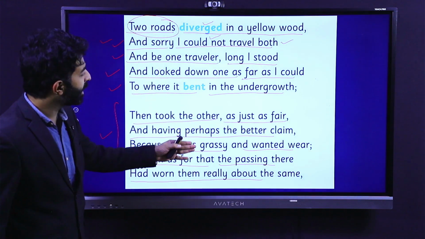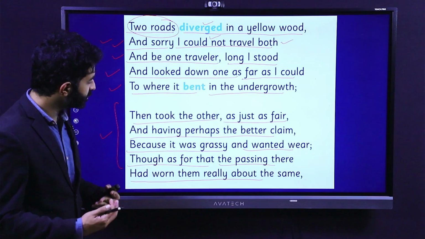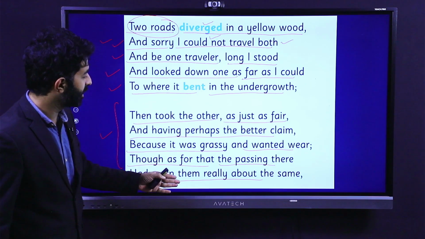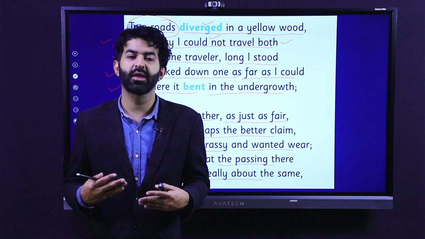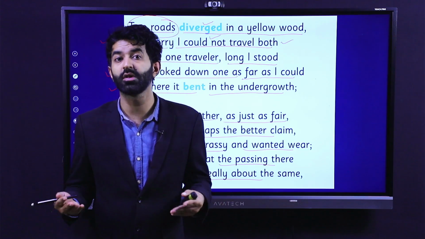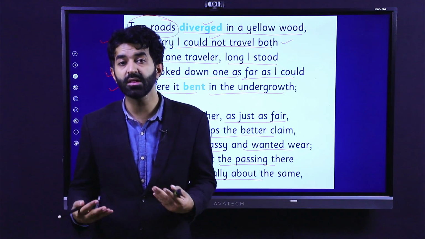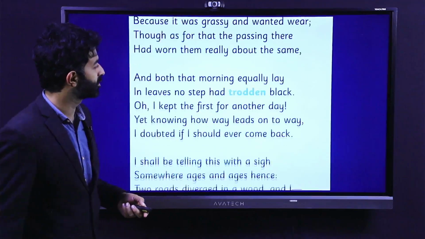And having perhaps the better claim because it was grassy and wanted wear. The road was okay, it was grassy, though as for that passing there had worn them really about the same. Because if you pass by that road over and again, maybe that road will start looking like the other road. So he's still pondering, he's still thinking about this dilemma, this problem and this confusion.